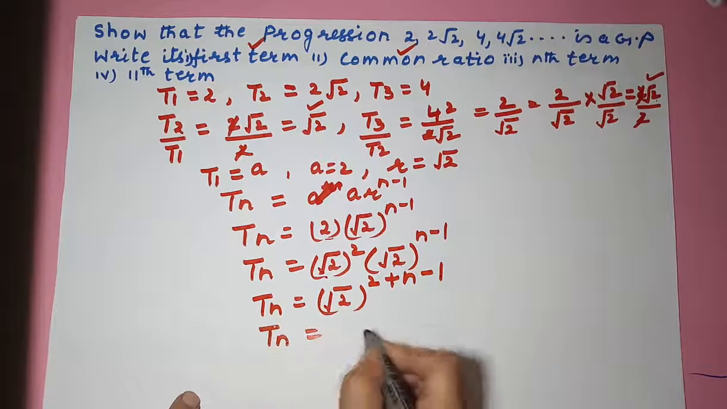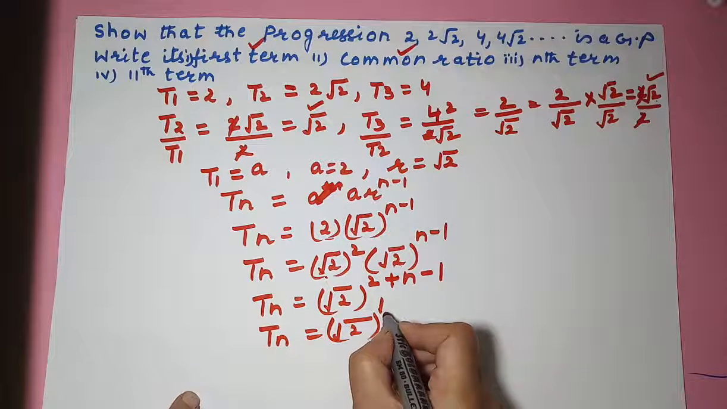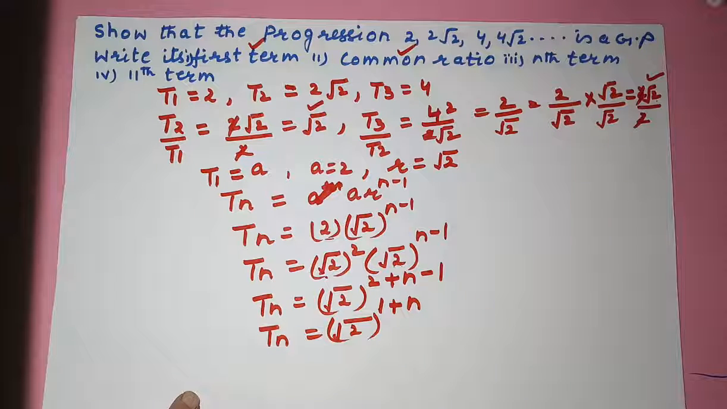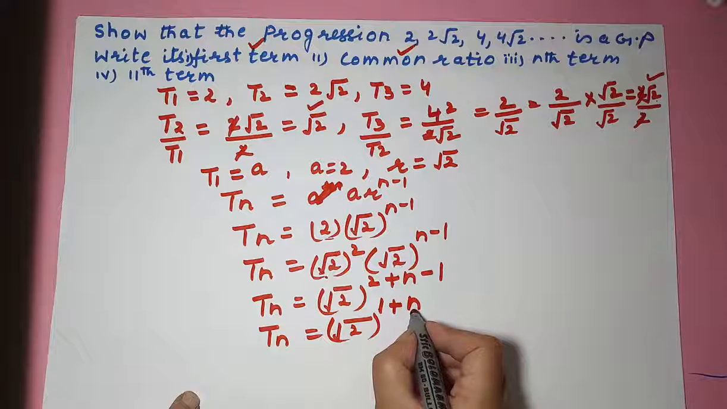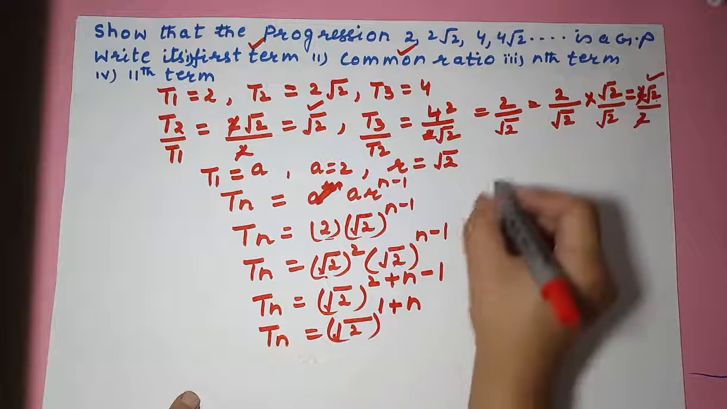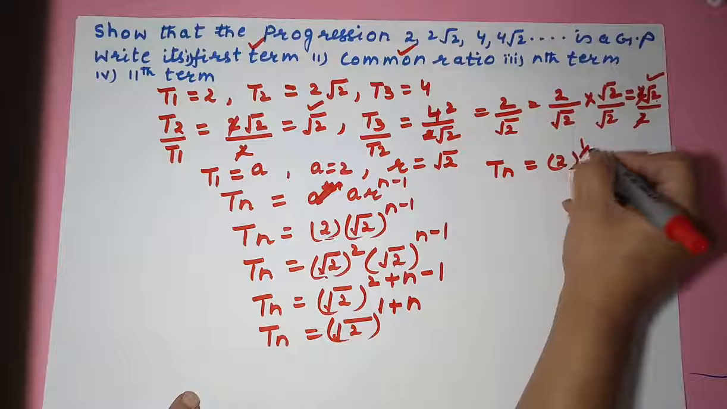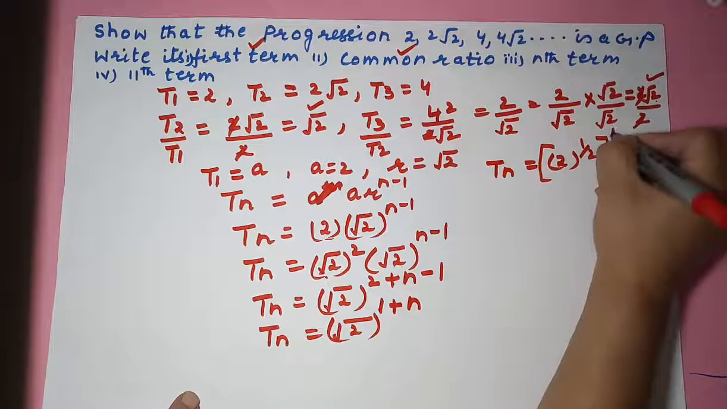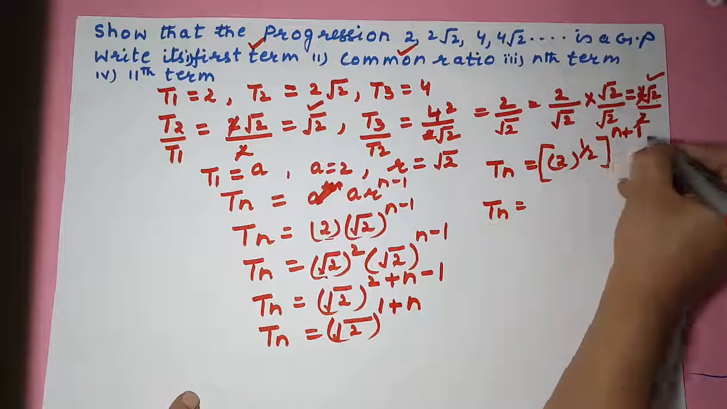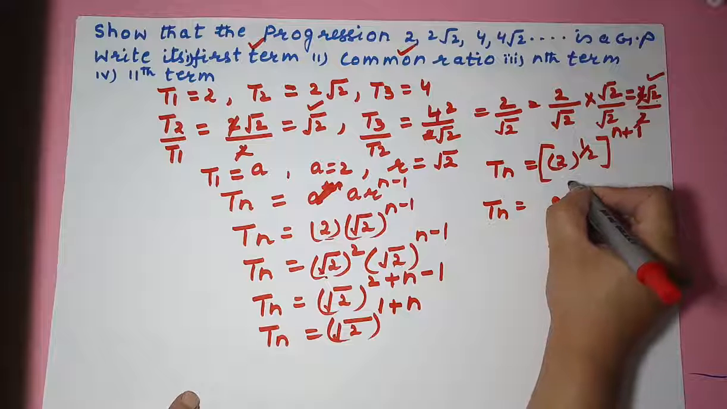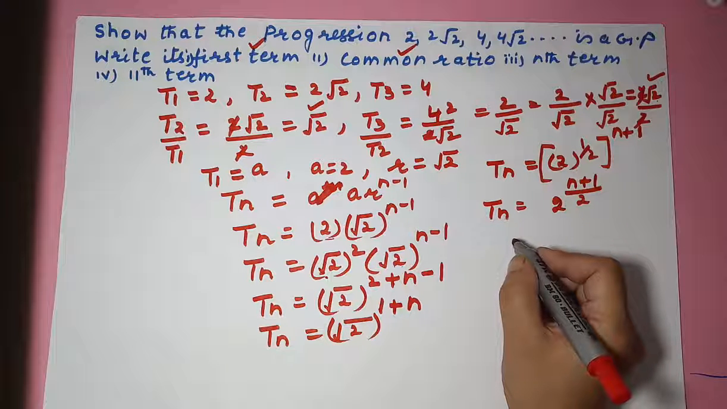So Tn is root 2 raised to n plus 1, since 2 plus n minus 1 is 1 plus n. Right? Now here I don't need to take minus common in the power because my n is positive. I can still simplify it. Can I write root 2 as 2 raised to 1 by 2, and outside I have n plus 1, right? So my Tn will be 2 raised to n plus 1 upon 2. This is my nth term, right?